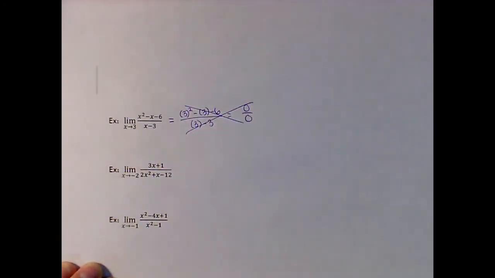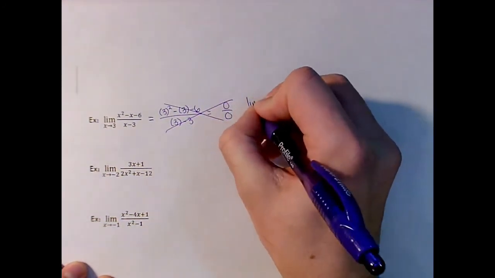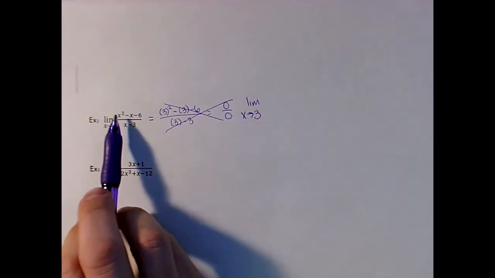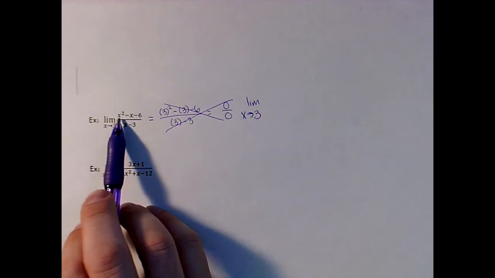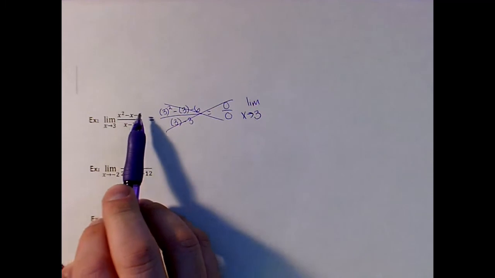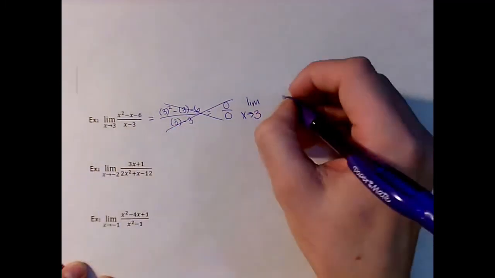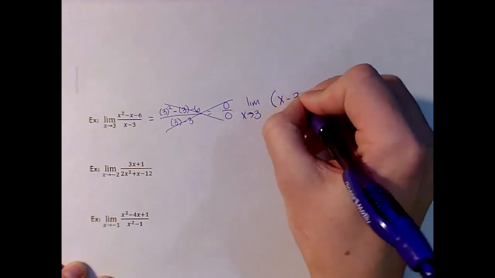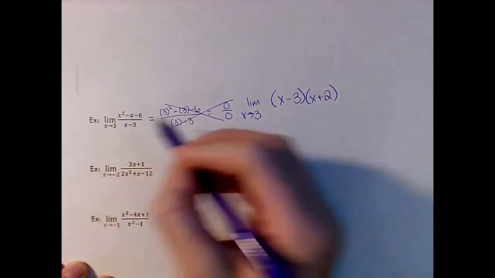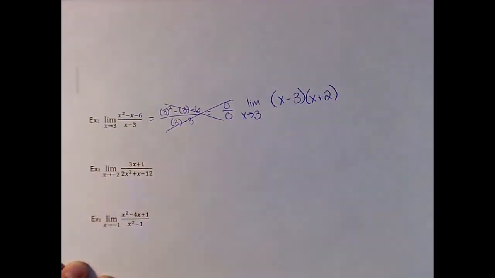This ain't good. So what you saw in the previous slide is now I have to do some type of factoring. This top is factorable. When you have a quadratic trinomial, you're usually looking for what two numbers add together to give negative 1, and multiply together to give negative 6. Those two numbers would be x minus 3 and x plus 2. Negative 3 plus 2 is negative 1, and negative 3 times 2 is negative 6.